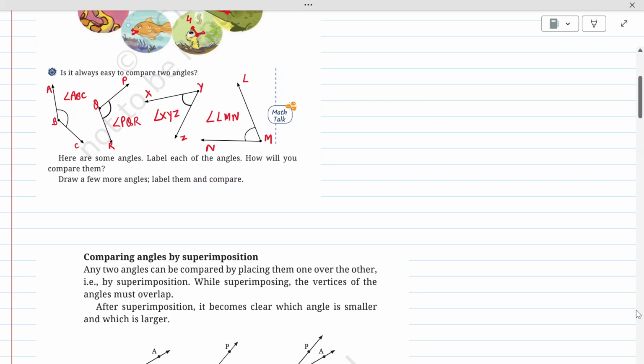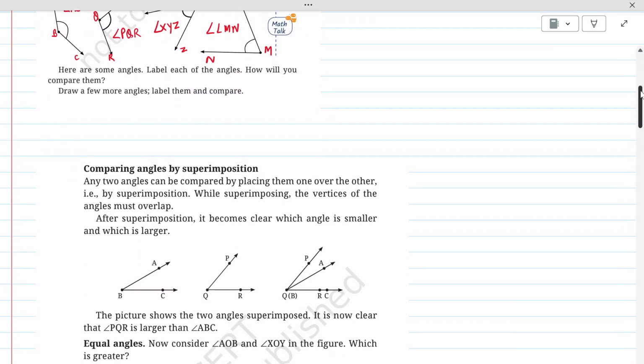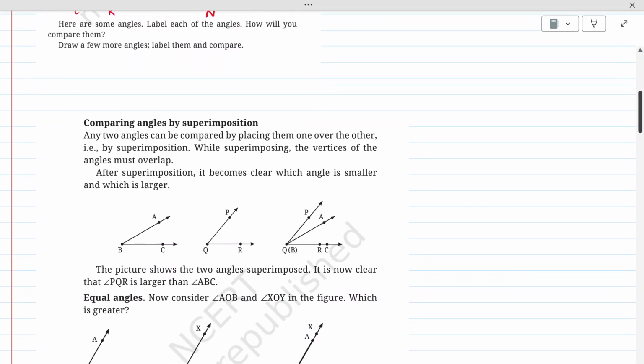Now, the first method told here is comparing angles with superimposition. Superimposition means when we place one thing over another. And by this method we can also compare angles. So let us understand how. So kids, we can see in this figure we have two angles. This is angle ABC and this is angle PQR.